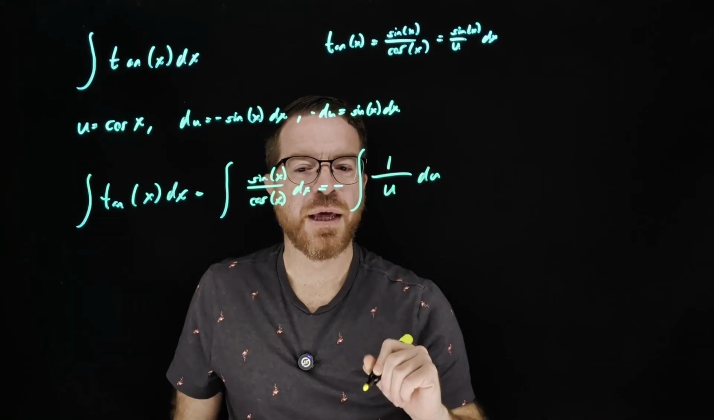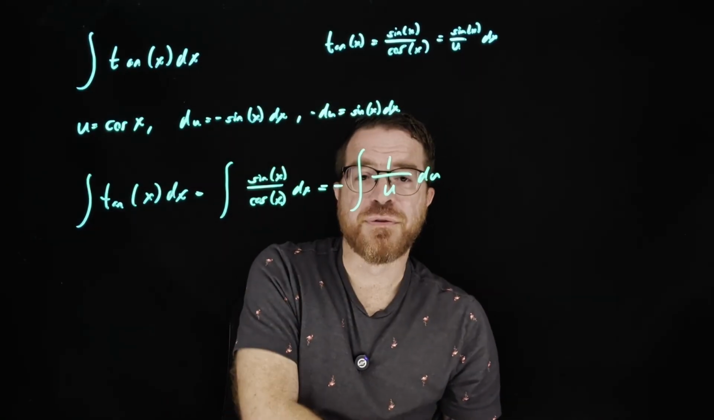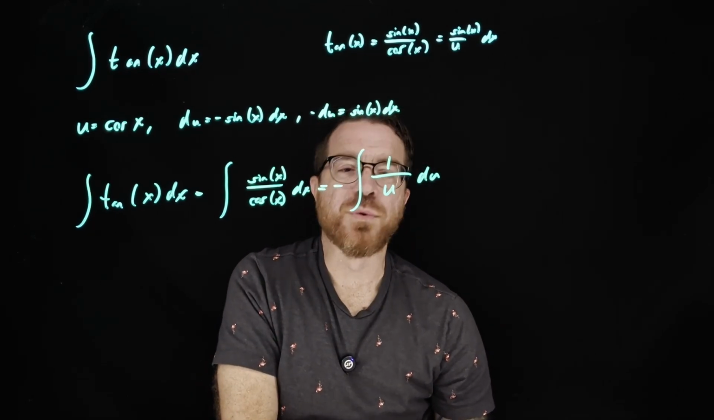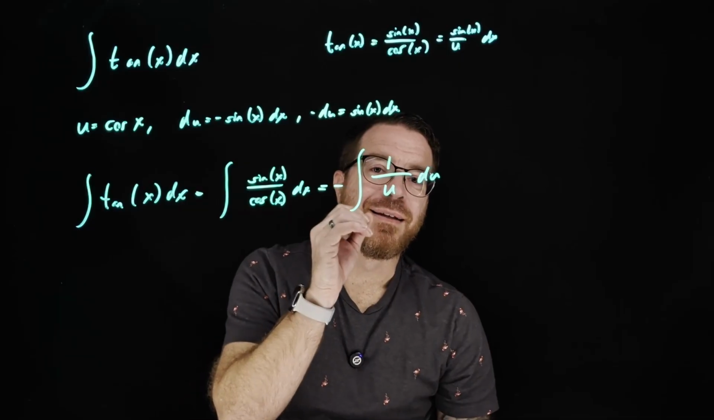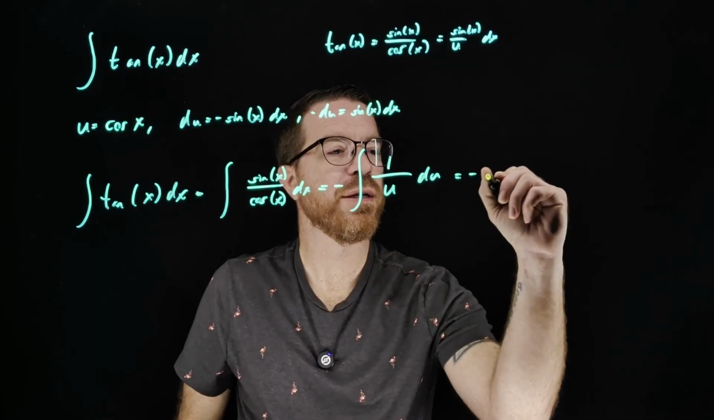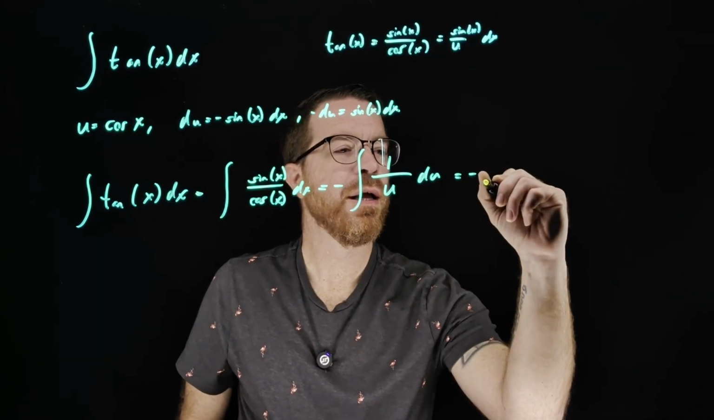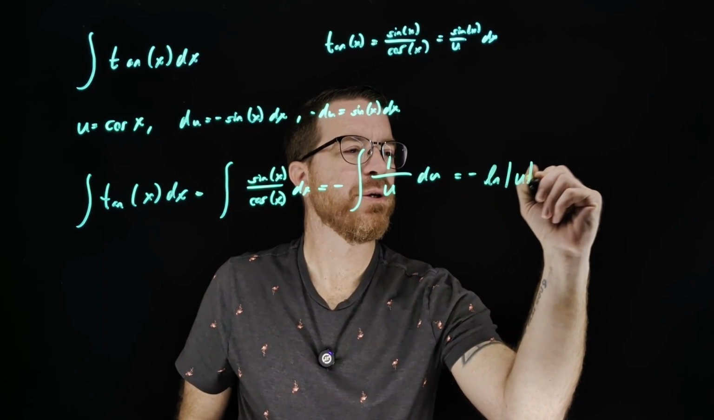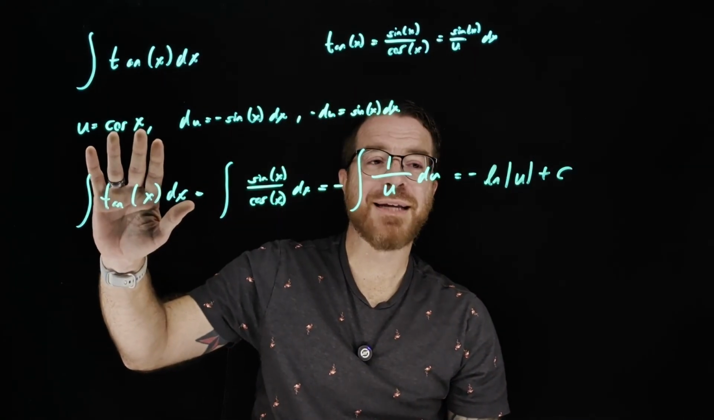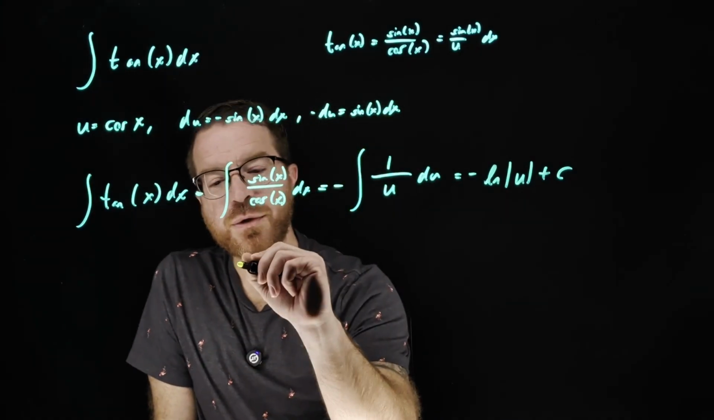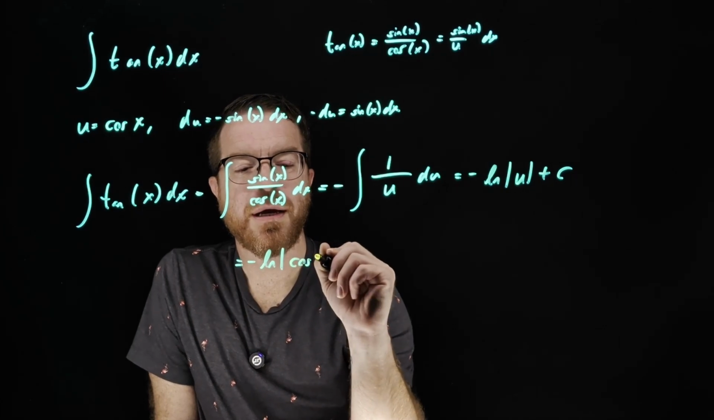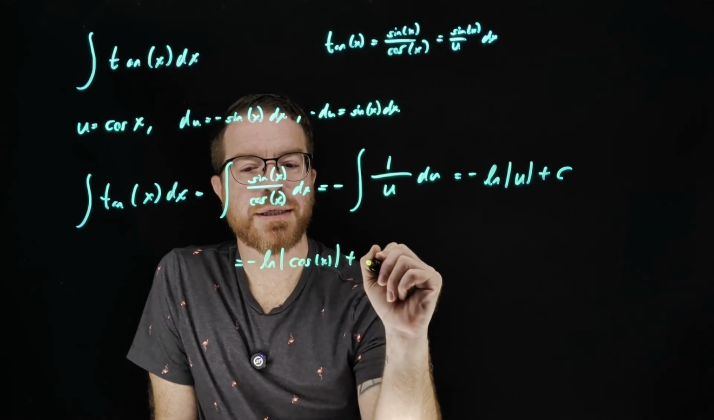And now we just need to figure out what the antiderivative of 1 over u is. If you remember from our indefinite integral rules, this is just going to be equal to the natural log of the absolute value of u. So we have our negative here, negative natural log of the absolute value of u plus c. And then we're going to substitute our u back into this, which remember is cosine of x. So this is going to give us a final answer of negative natural log of the absolute value of cosine of x plus c.